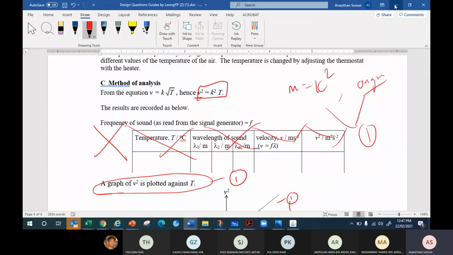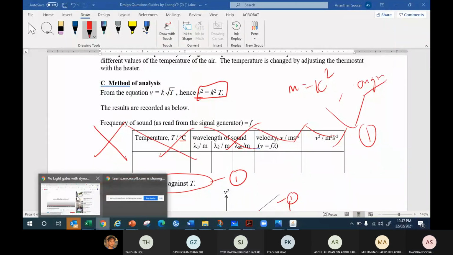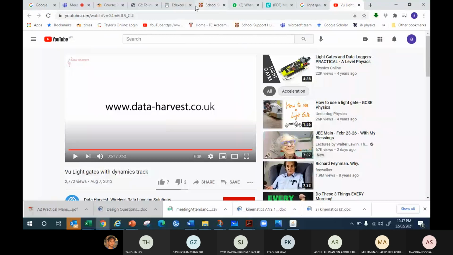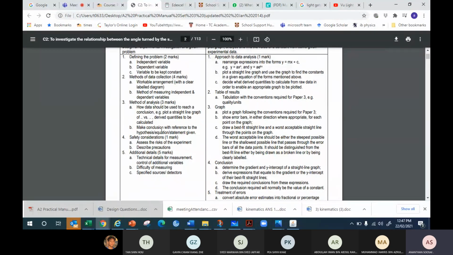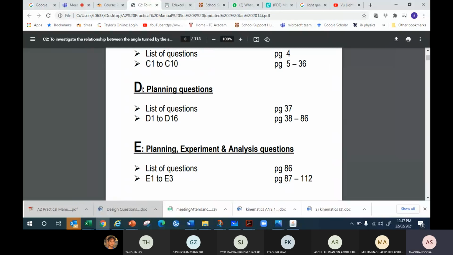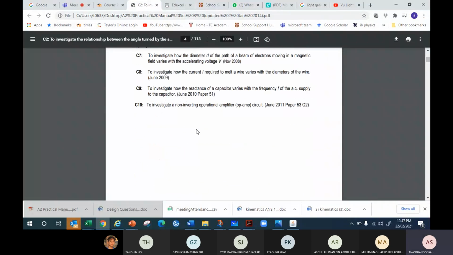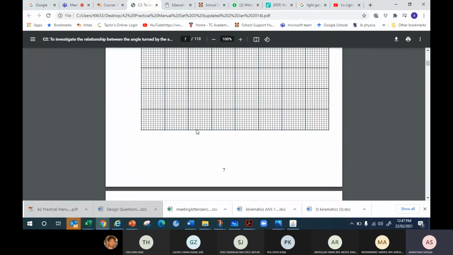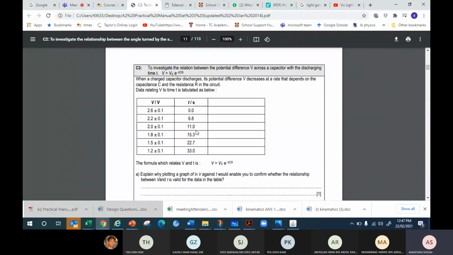So this is the document, all available in your notes. So remember where the marks are allocated. Now, your experiment D is your planning, D1 to D16. We can go through one today. So this is the analysis.